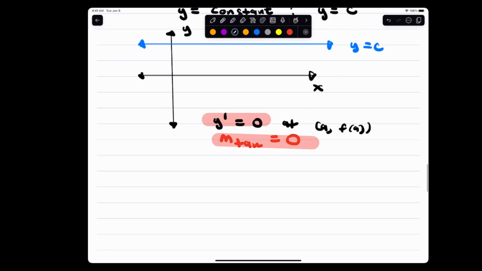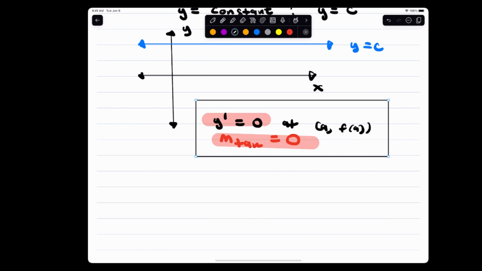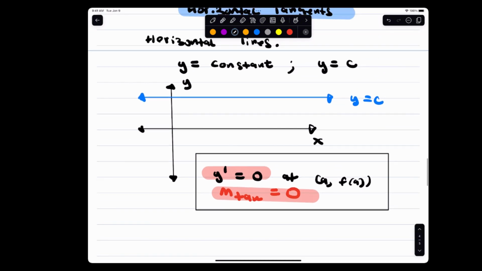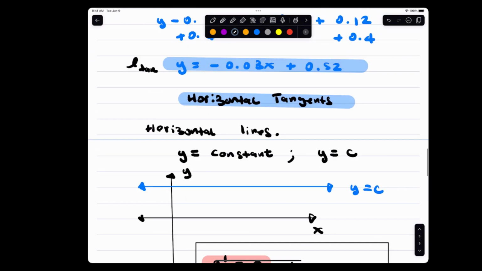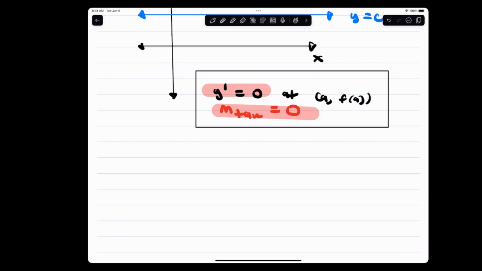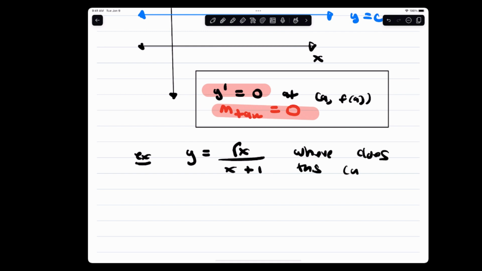So this is what we're looking for. We're looking for those locations. If I have the original curve now, as an example, y equals the square root of x over x plus 1, where does this curve have a horizontal tangent? I abbreviate that HT.